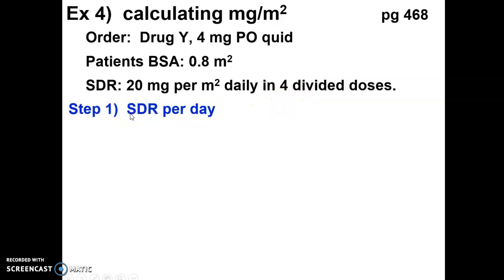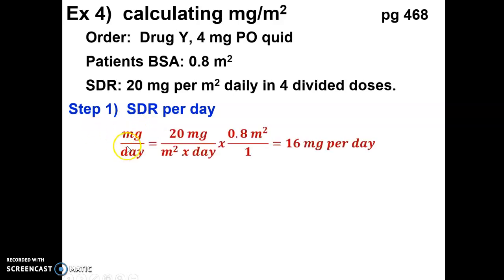All right, so step 1. We need to figure out our safe dosage range so we can figure out if the order is safe. The safe dosage range says 20 milligrams per meter squared, so we're going to calculate with that 0.8 meters squared as well. We're trying to figure out how many milligrams we're allowed to give daily, and that again goes back to SDR per day. We'll look at what happens per dose as well. Let's start with milligrams per day.